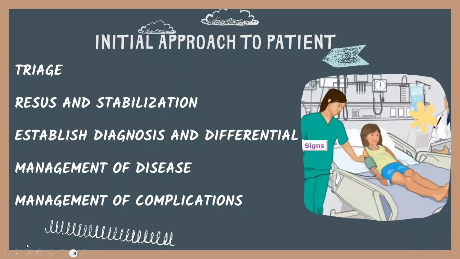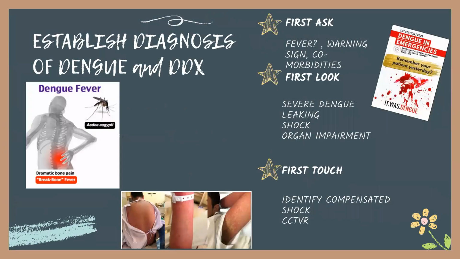So when a patient comes, this is the basic approach to emergency department patients. Initial triage, resuscitate and stabilize, establish diagnosis and differentials, management of the disease, and we have to expect the complications from our treatment. In green zone patients, usually resuscitation and stabilization is not needed. But for patients in the critical zone, the red zone, then we have to resuscitate and stabilize first before the history.